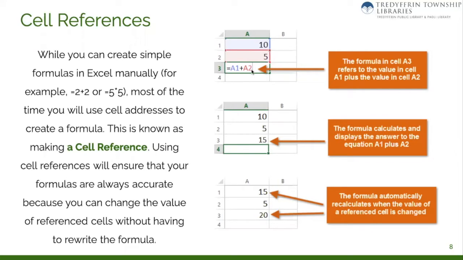So when you hit enter after typing in your basic formula, you'll see that Excel does the math for you, and A3 is now equal to 15, or the values of A1 plus A2, or 10 plus 5 equals 15.